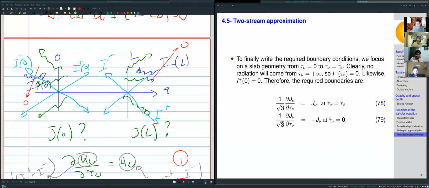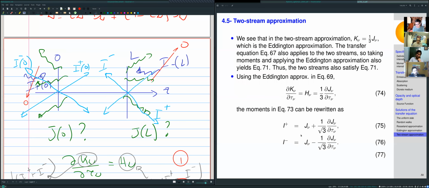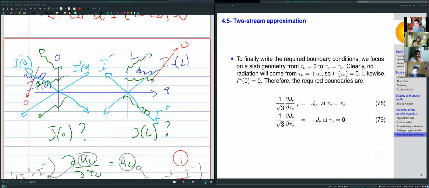And so when we go back here and we say, well, I plus is 0 at L, and I minus, no, that's the other way around. I plus is 0 at 0, and I minus is 0 at L. And so at 0, we put a 0 here, and we connect J nu with this gradient, and that would be the boundary condition at 0, and that would be the boundary condition at the other side.